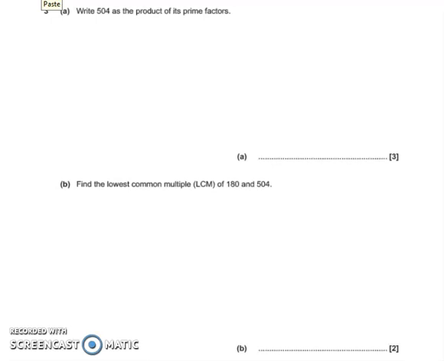Question number 3 talks about writing 504 as the product of its prime factors. For this you will need to draw a prime factor tree. So you start with 504, and I'd like to think about what prime number goes into 504. I can see it's an even number, so I'm going to divide immediately by 2. So 2 times something makes 504, so you divide 504 by 2.